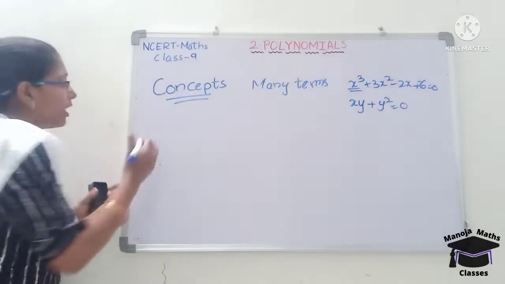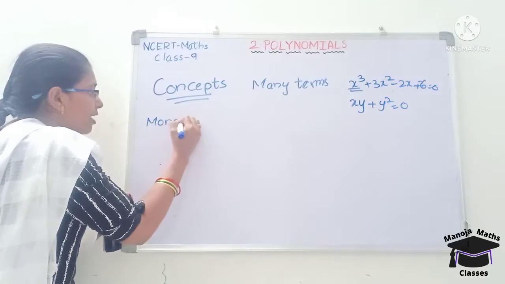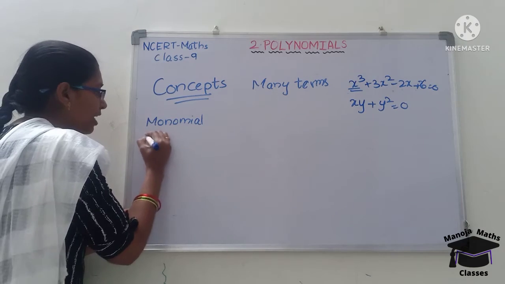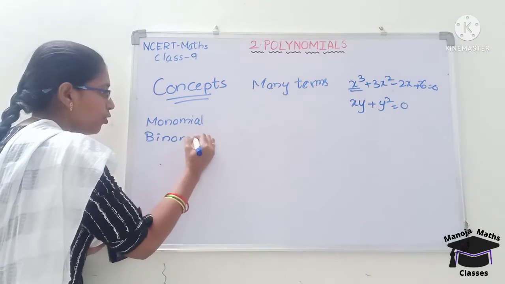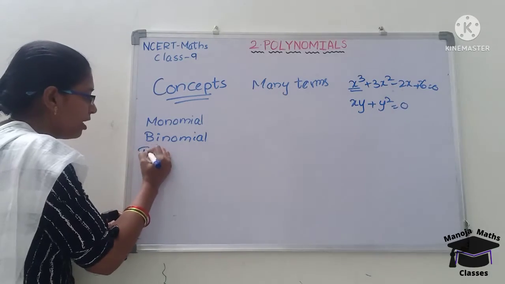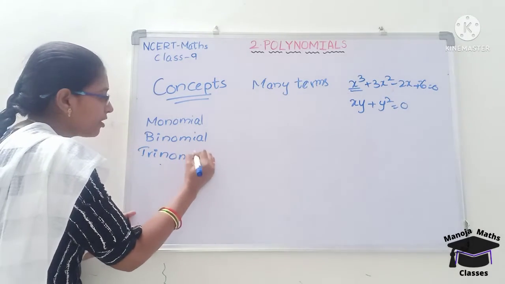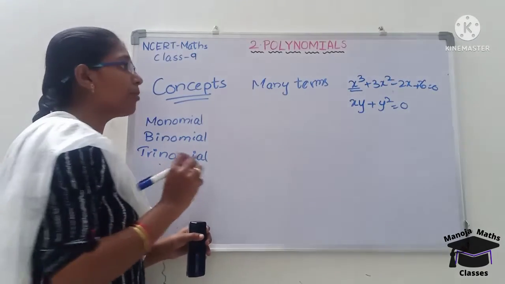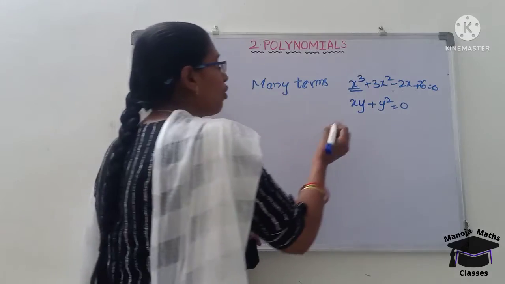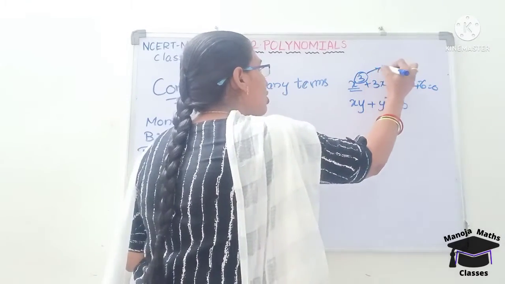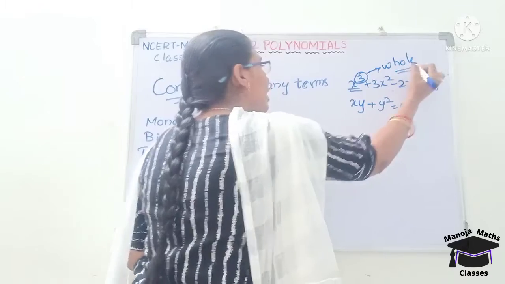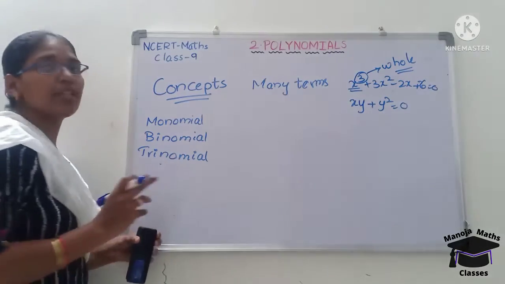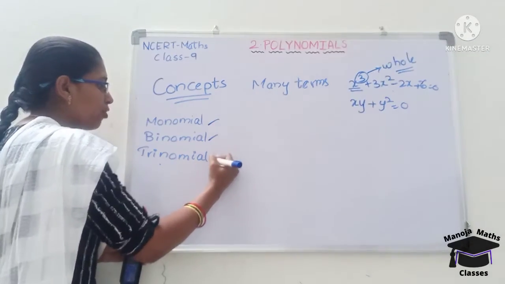Next you learn monomial. Monomial means if you have only one term, it is called a monomial. Binomial means if you have two terms, it is called a binomial. Trinomial means if the algebraic expression has three terms, it is called a trinomial. And the main thing you should remember in a polynomial is that the exponent should always be a whole number. If the exponent is not a whole number, then it will not become a polynomial. That is the main thing you should remember. So you learn monomial, binomial, trinomial.